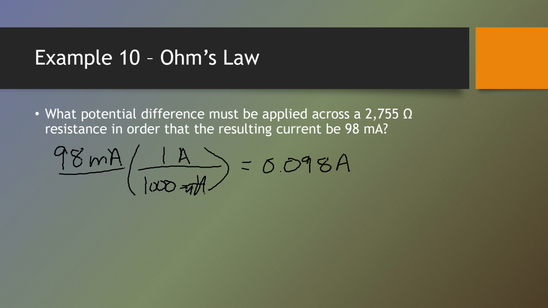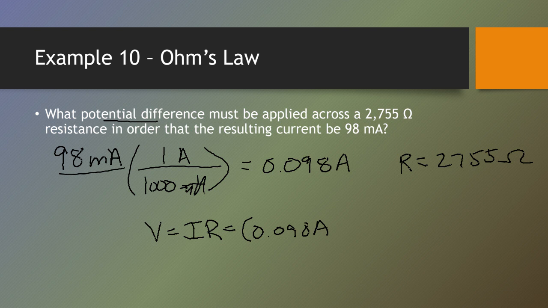Our resistance is 2,755 ohms. And so to find the potential difference, that is the voltage, that's going to be I times R, 0.098 amps times 2,755 ohms. And when you multiply the two, you'll get 269.99 volts, or we could just call that 270 volts.